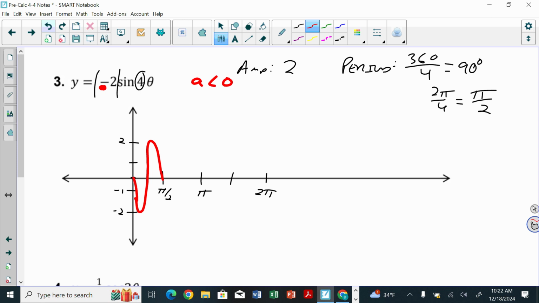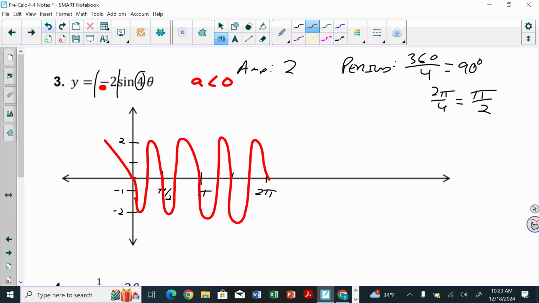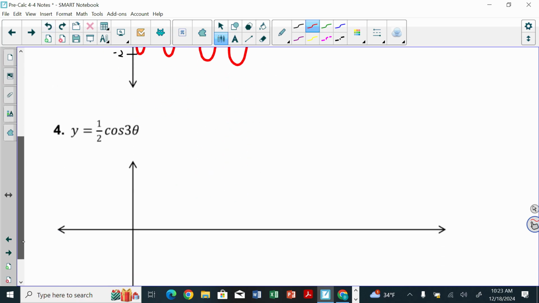Okay. And then it's going to continue to do that. So you're going to have a graph that has a lot of spikes, and it's going to look like this. Notice how it's condensed as it goes through. And this negative value, I flipped it around. Normally we start going up. Now we're going down. And then finally, one more.